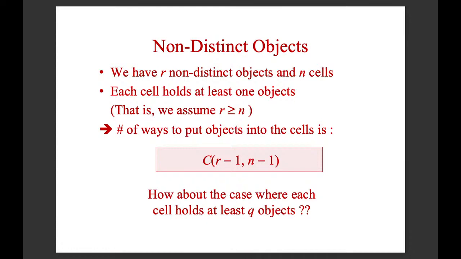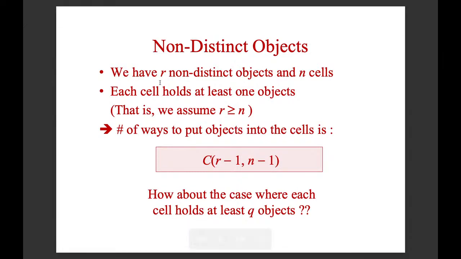A slight variation of the problem. Here this time we have an extra requirement. Each cell must hold at least one object. So to begin with, we need to assume that R is greater than or equal to n. So we have more balls than the boxes, and we require each box must hold at least one ball. So how many ways of doing so?